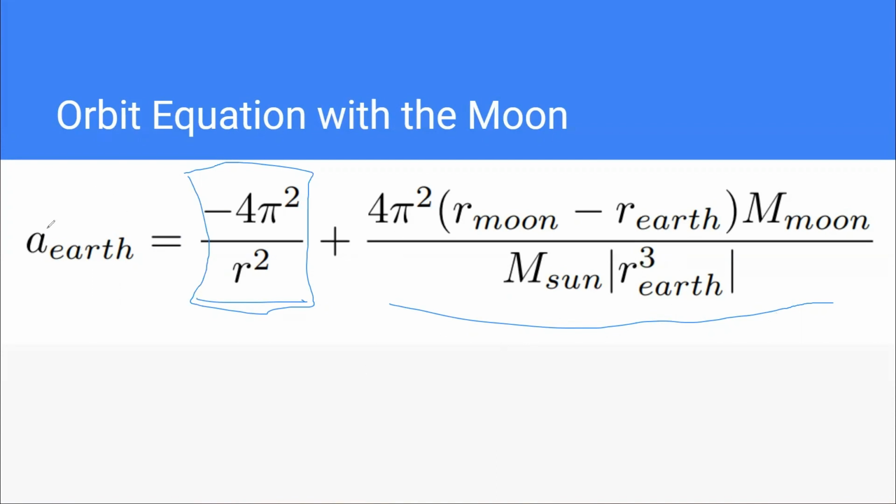If we wanted to find the acceleration of the moon, you would just swap the Earth and the moon: change this to the Earth, and also change this to the moon. So that's all you would have to do.